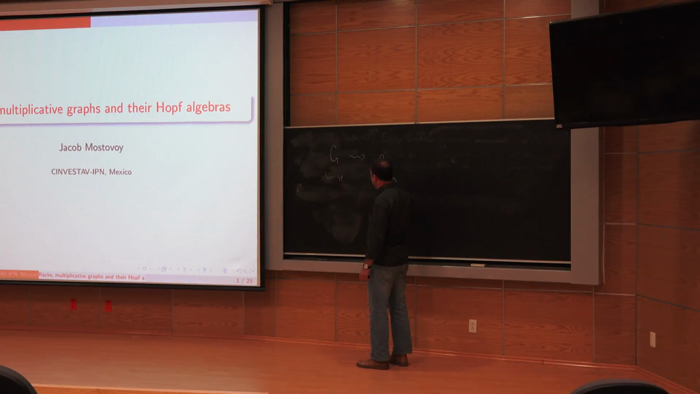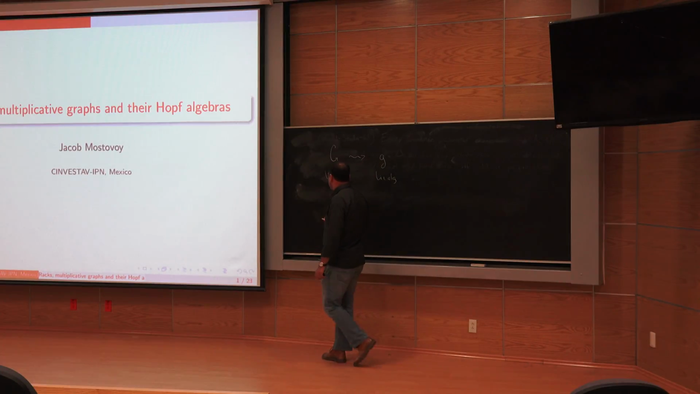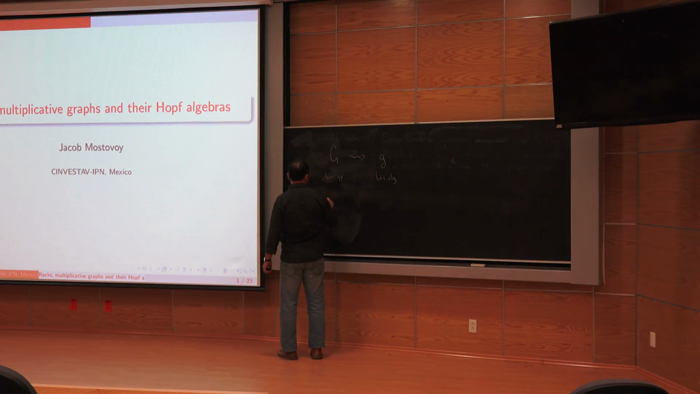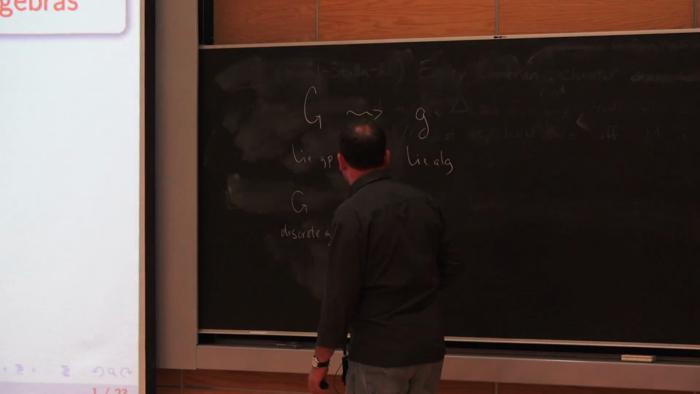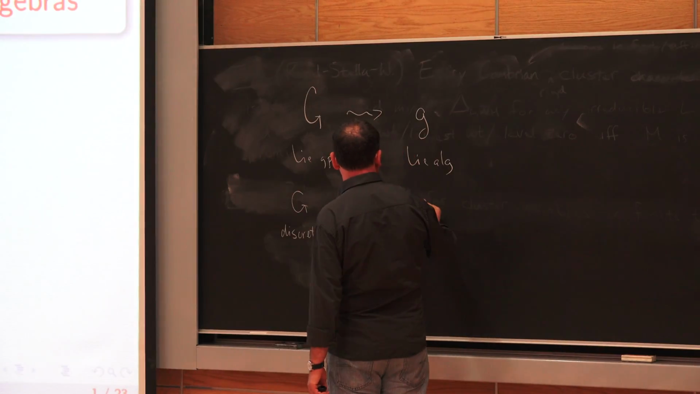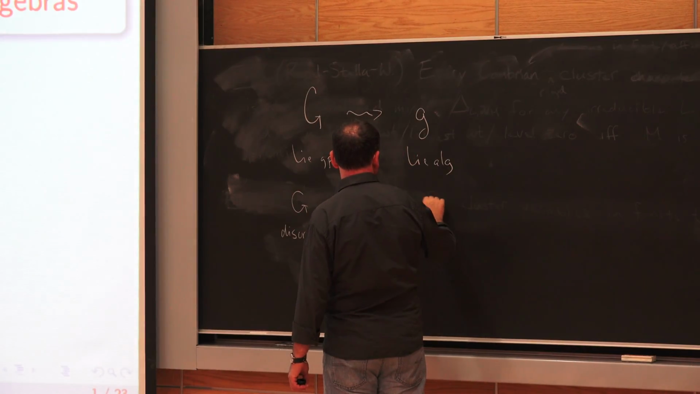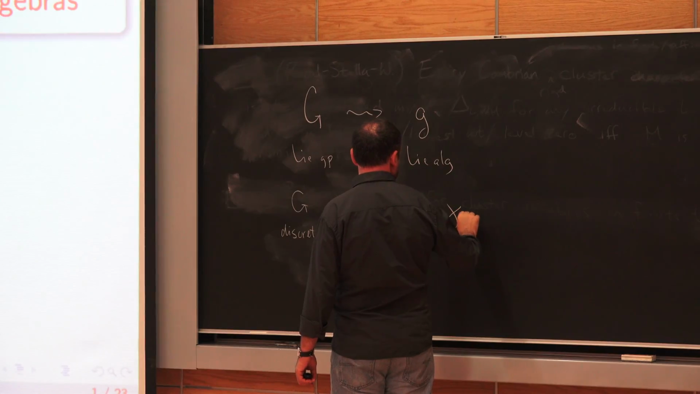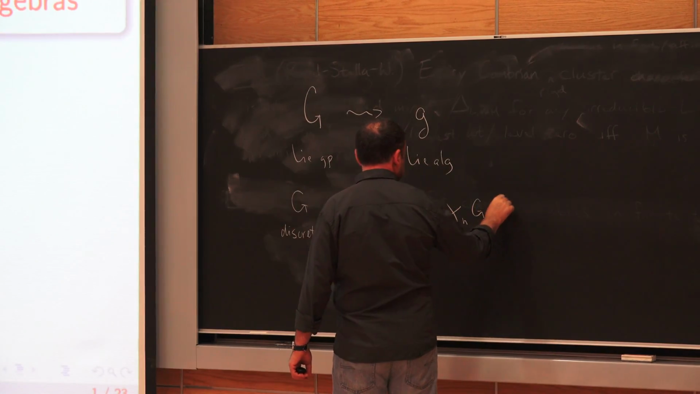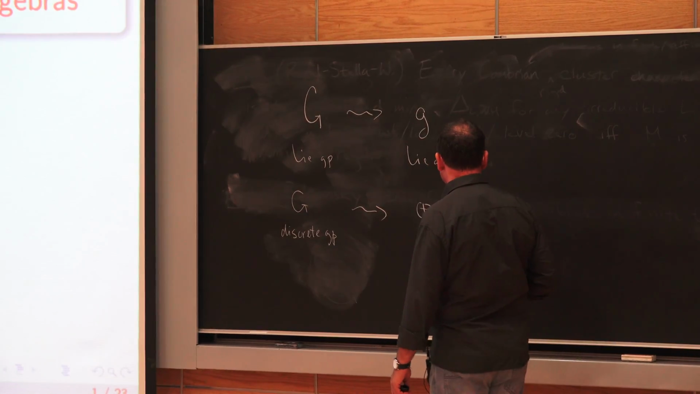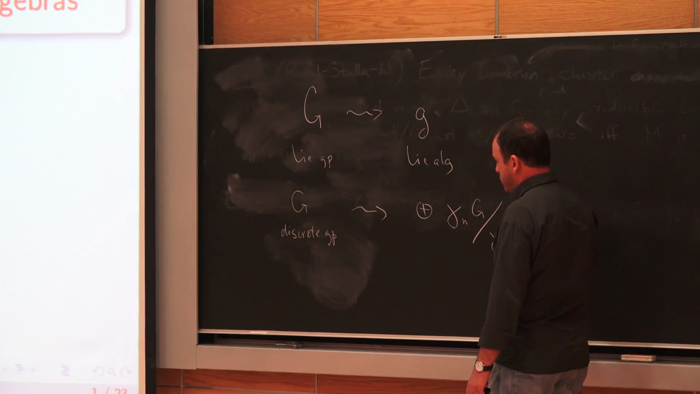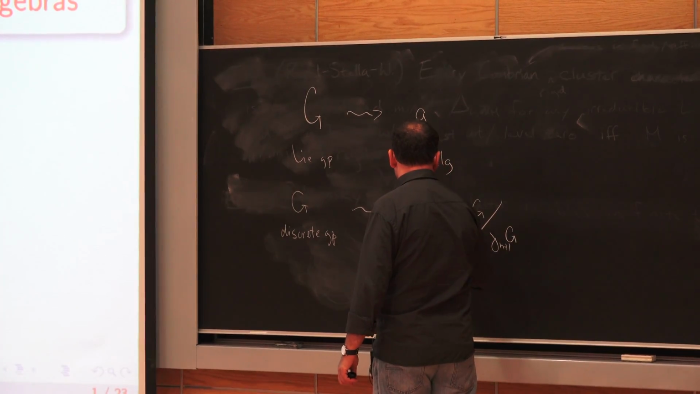There is another source of Lie algebras, and this is discrete groups. So if G is a discrete group, we can associate to it the Lie algebra, which is the direct sum of the successive quotients of the lower central series of G. And this is going to be a Lie algebra as well.